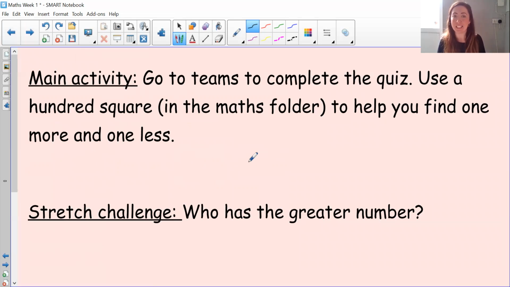Okay, so now it's time for your main activity. Go to Teams to complete the maths quiz, and make sure you use the 100 square, which is in the maths folder, to help you with your activity today, to help you find one more and one less. And then there's a stretch challenge at the end, which is a little problem solving challenge where we have to find out who has the greater number by using these skills that we've learned today.